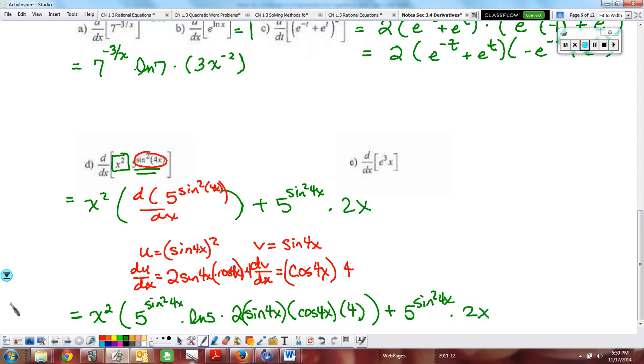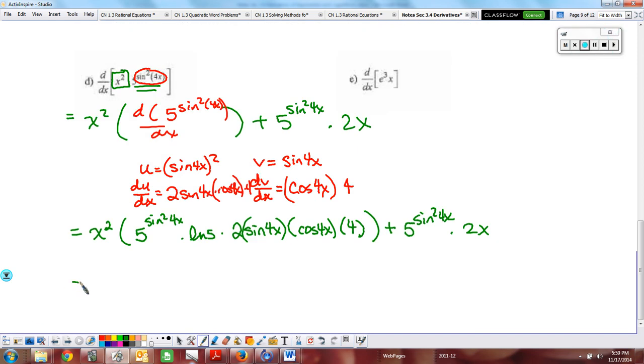Very complicated looking. And if I needed to simplify that, I mean, like heaven help us, but all it is is 2 terms, and you would look for common factors. They both have a sine, 5 to this power, and I have a 2 and an x that I could pull out. I'm not going to do that, but you could if you needed to work on it.